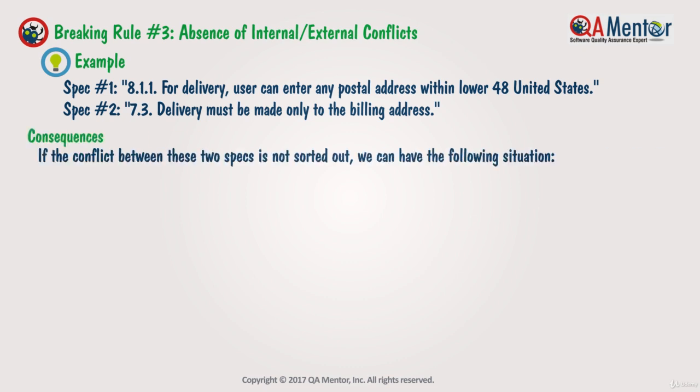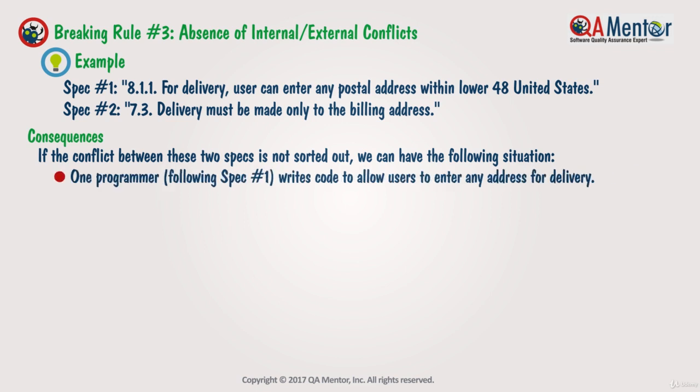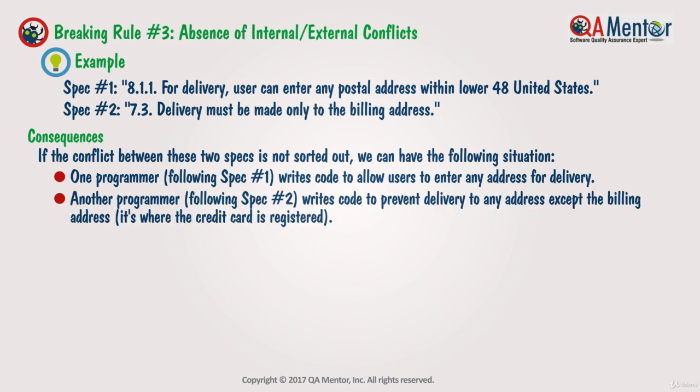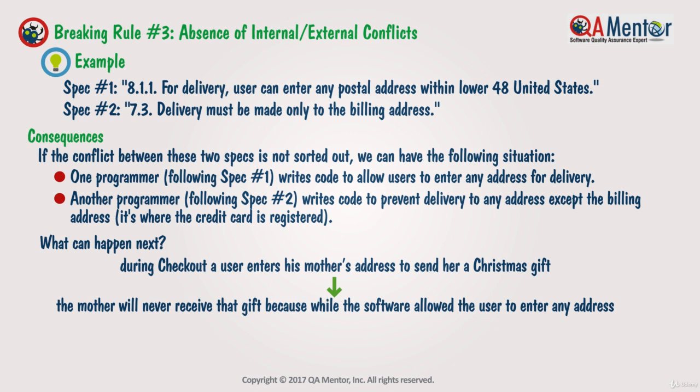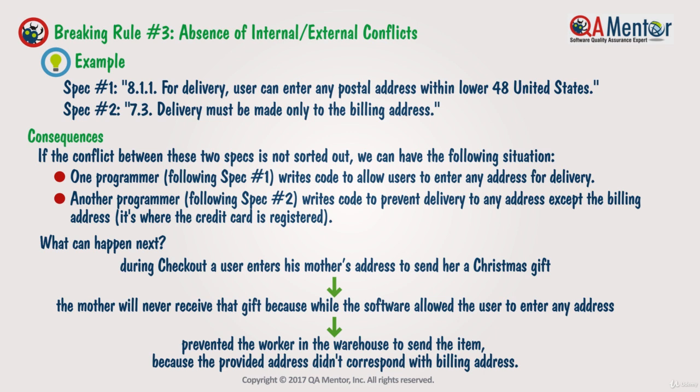Consequences: if the conflict between these two specs is not sorted out, we can have the following situation. One programmer, following Spec 1, writes code to allow users to enter any address for delivery. Another programmer, following Spec 2, writes code to prevent delivery to any address except the billing address. It's where the credit card is registered. What can happen next is that during checkout, a user enters his mother's address to send her a Christmas gift, but the mother will never receive the gift because while the software allowed the user to enter any address, it prevented the worker in the warehouse to send the item because the provided address didn't correspond with the billing address.